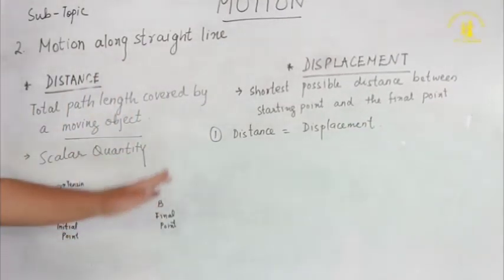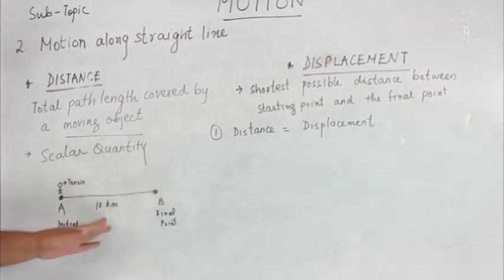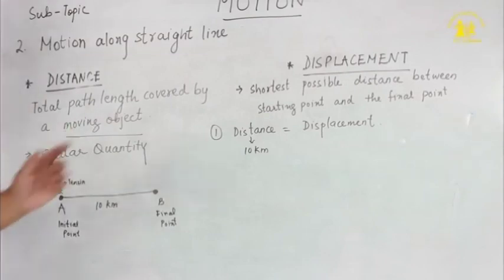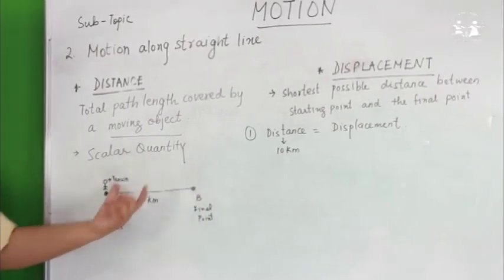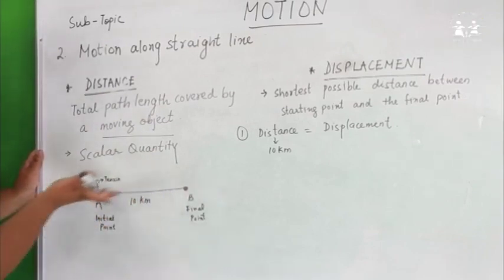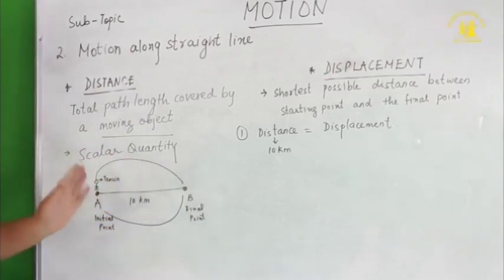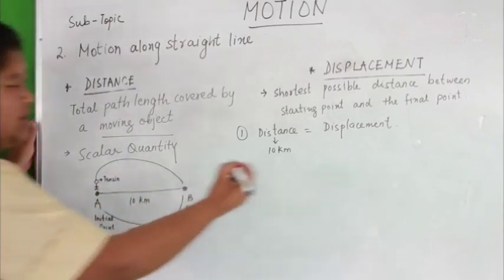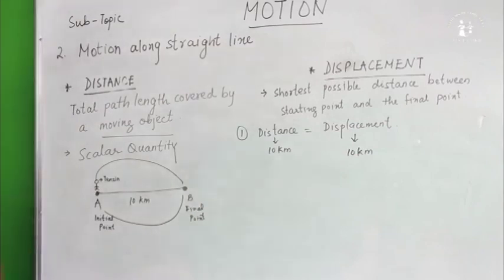Okay, now let us take this example. Tenzin starts from point A and reaches point B. In that case, his distance is 10 kilometers. Now, Tenzin's starting point is point A and the final point is point B. The shortest path between point A and B, obviously, is going to be the straight line, right? So the displacement is also 10 kilometers. So in that case, distance and displacement are equal.